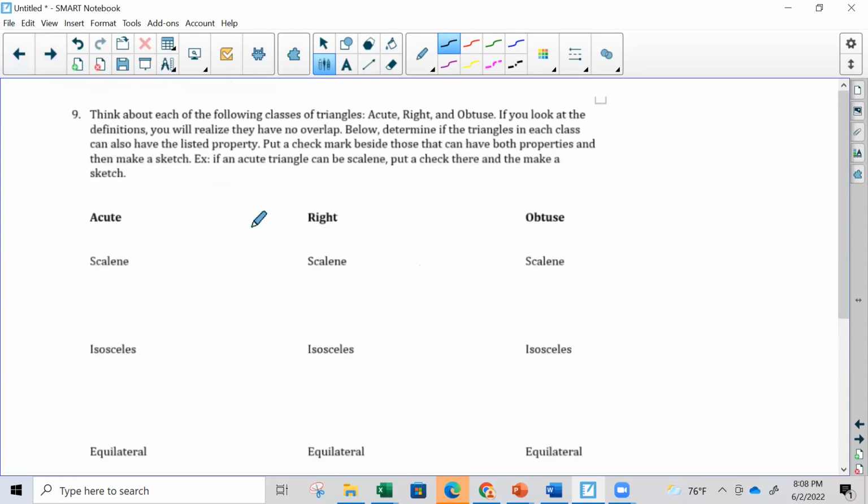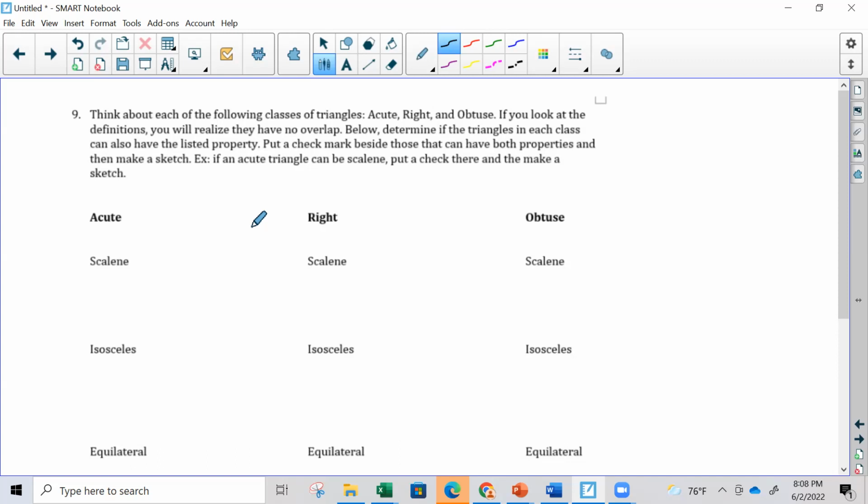Okay. So question 9 is going to examine the relationships between the different triangles. We're going to think about, can an acute triangle be right? Can an acute triangle be scalene or isosceles or equilateral? That's what we're going to look at in question 9.